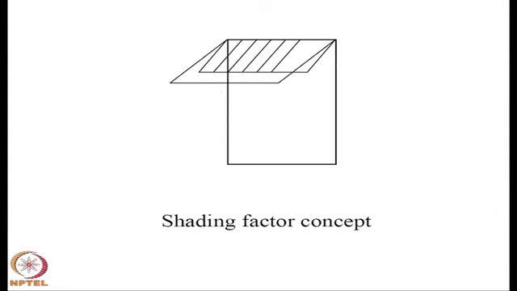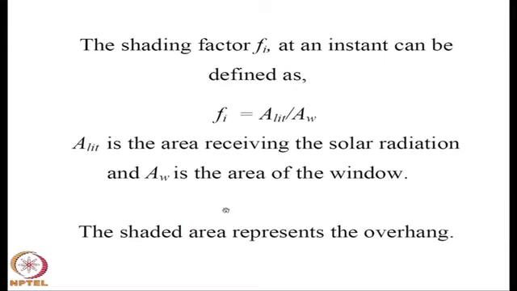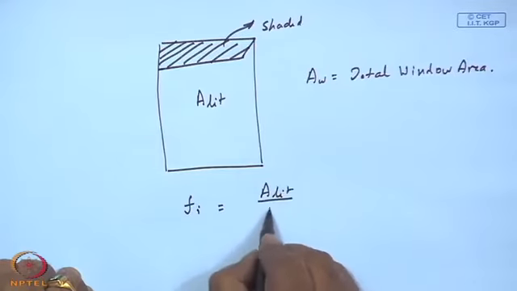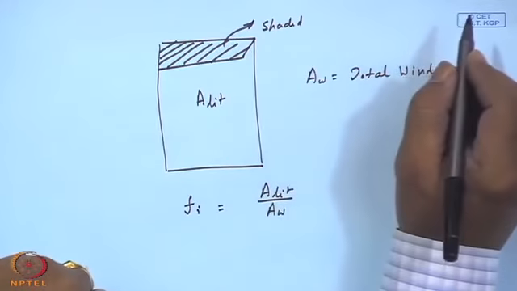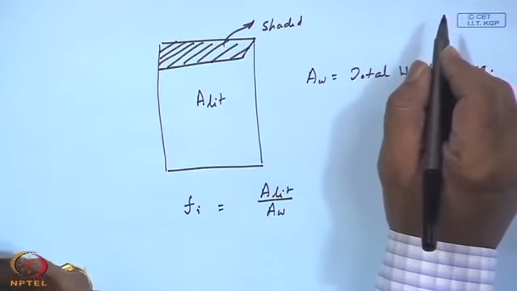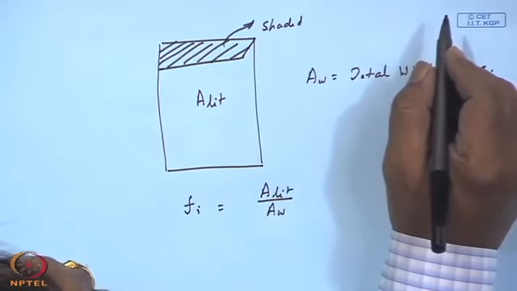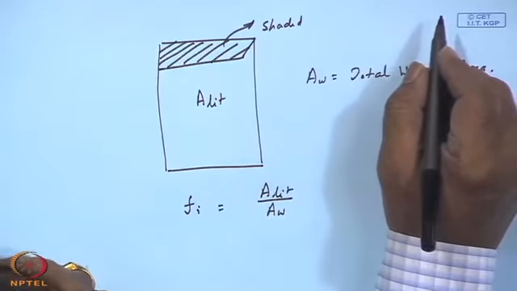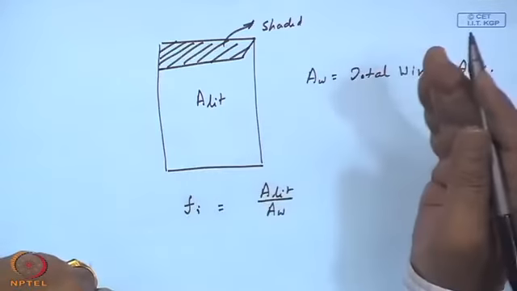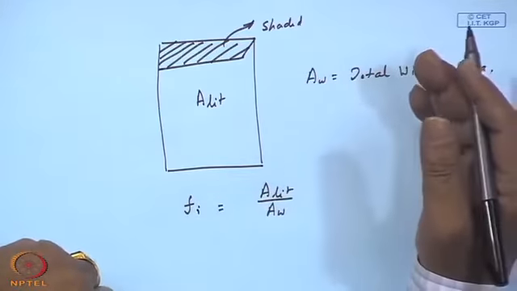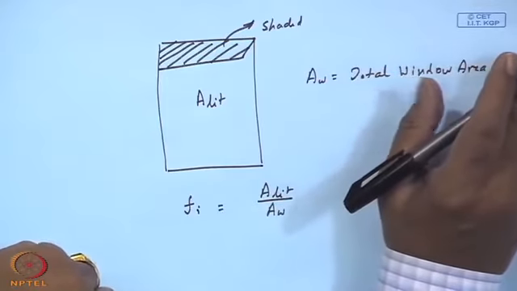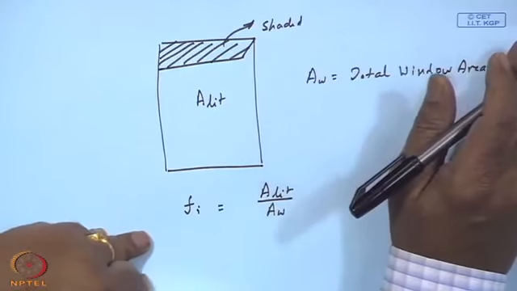So, this is what I tried to do in terms of the figure, that hatched portion represents the shadow and the non hatched one is the actual projection. So, this will be equal to A lit by AW. This is written in such a manner that instead of the shading factor, it could be the lit factor. If A lit is equal to AW, Fi is equal to 1. If Fi is equal to 1, that means the window is not shaded. If Fi is equal to 0, it is completely shaded.